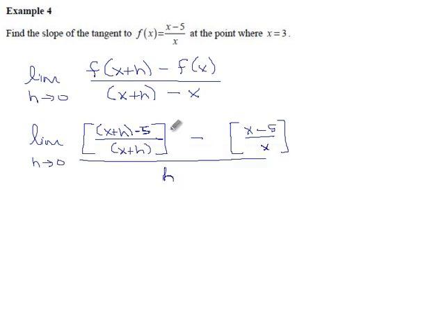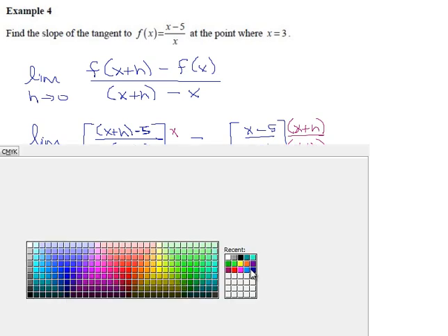This first fraction needs x's. So there's an x and there's an x. This second fraction needs x plus h's. So there's x plus h. And here is x plus h. Good. Now I get to expand all this, which is not so good.